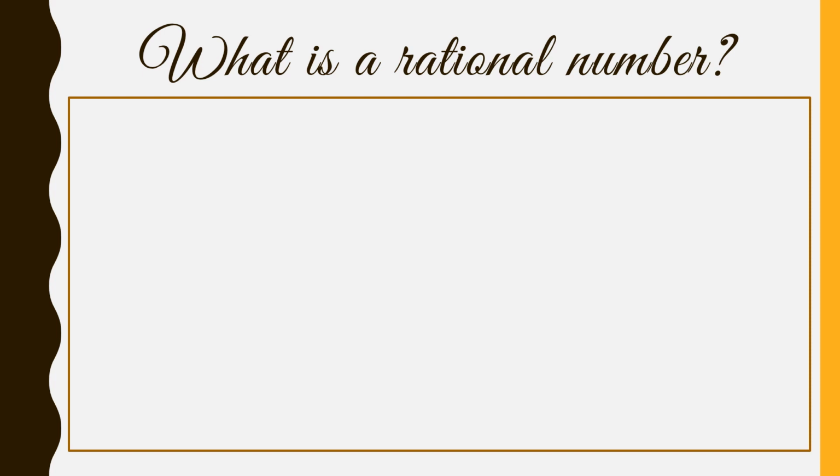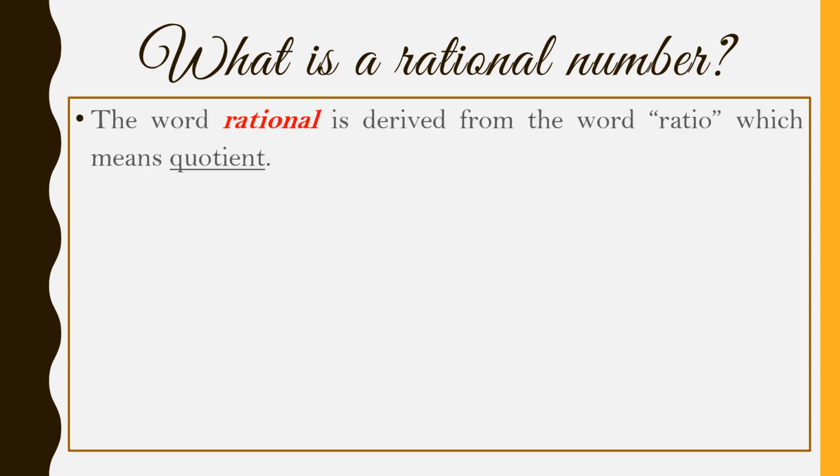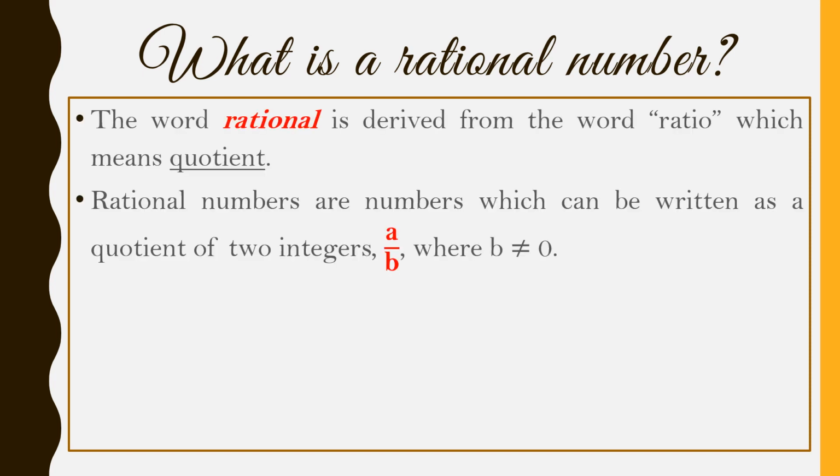Now let us define first what a rational number is. The word rational is derived from the word ratio, which means quotient. When we say quotient, that is the result when we divide two numbers.